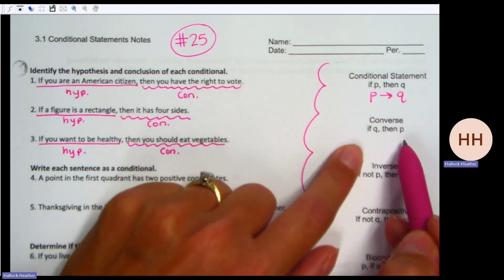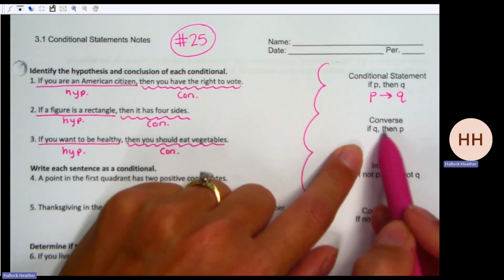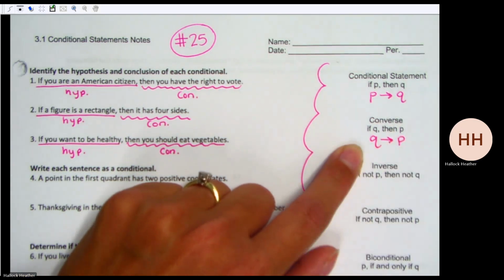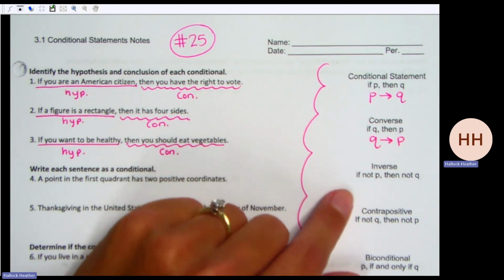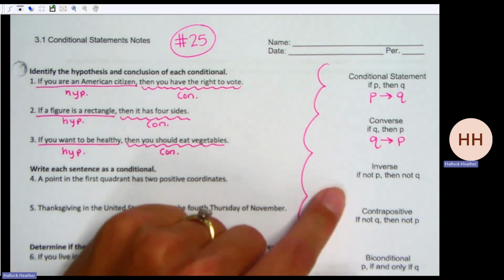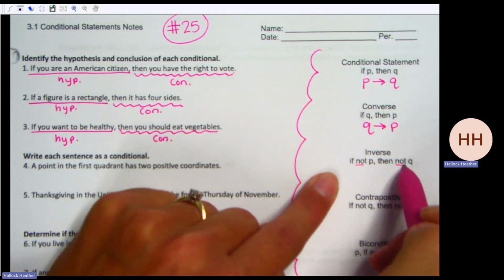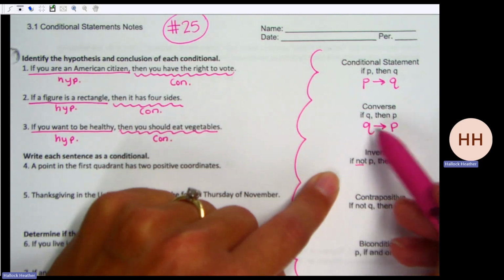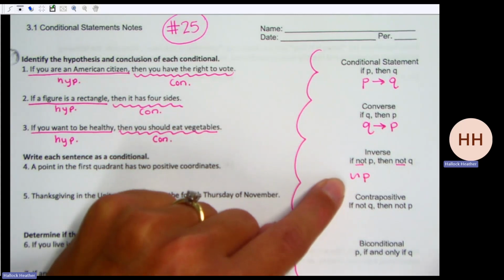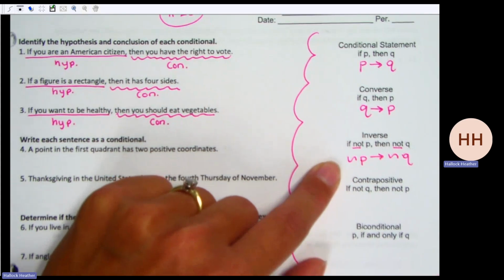The converse of that would be switching the conclusion with the hypothesis. If Q, then P. So we would switch it. Just flip the sentence. Once we do all of these things, the converse, the inverse, the contrapositive, we need to determine if the new sentence is true or false. The inverse is saying if not P, then not Q. This is negating it or making it negative. The inverse of P is a squiggle. So it's not P, then not Q.